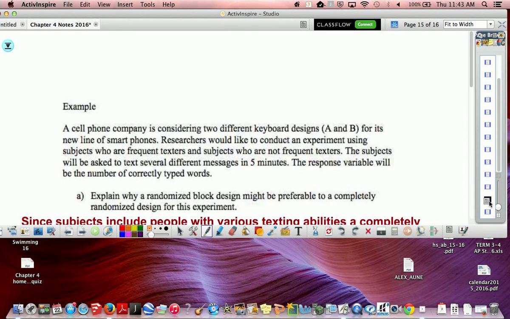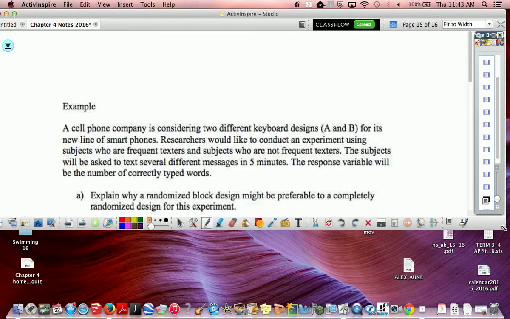All right, so the second example dealing with blocking here says a cell phone company is considering 2 different types of keyboard designs, A and B, for its new line of smartphones. Researchers would like to conduct an experiment using subjects who are frequent texters and subjects who are not frequent texters. The subjects will be asked to text several different messages in 5 minutes. The response variable will be the number of correctly typed words. So in question 8 it says, explain why a randomized block design might be preferable to a completely randomized design for this experiment.